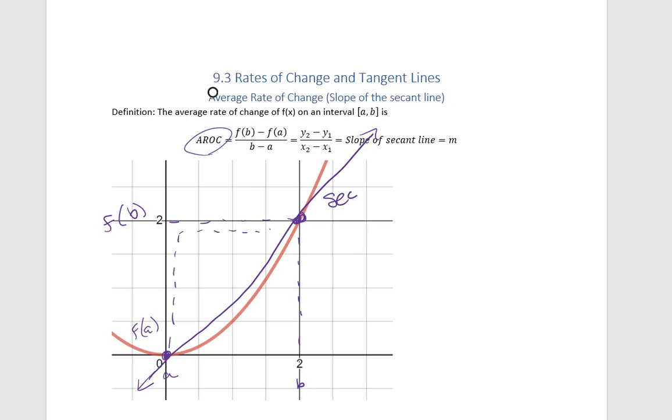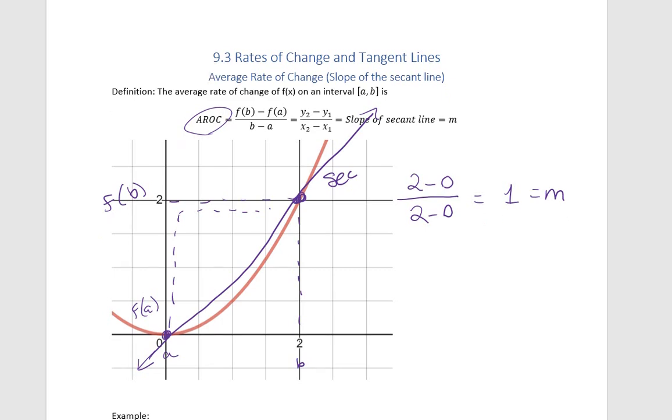So in this case, the slope of this line, let's see, we would have 2 minus 0, which would be our y-coordinates, divided by 2 minus 0, which would be our x-coordinates. So we would have a slope of 1.